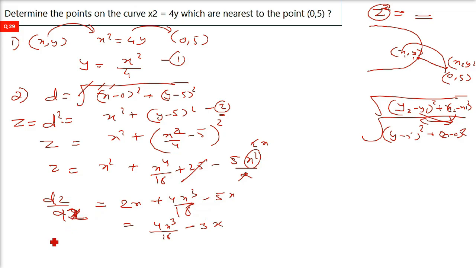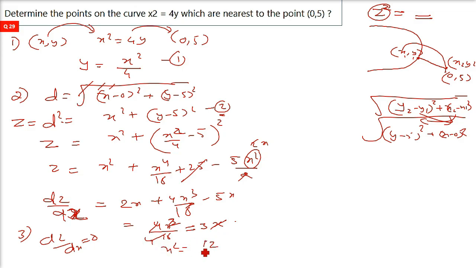Of course, this has to be placed against a 0 in order to get the critical points. So this differentiation has to be equated to 0. That just means 4x cubed by 16 is equal to 3x. Now you can just cancel x. You will get a value of x here. Basically, x square is 3 into 16 by 4. So you will get the value of x.